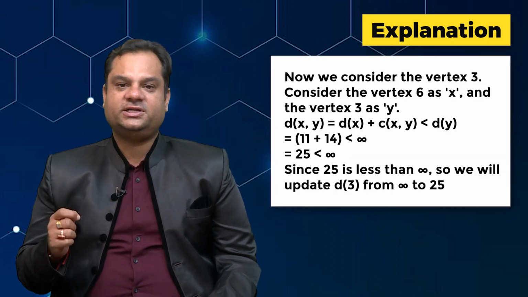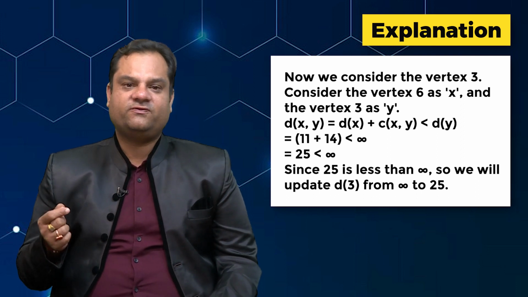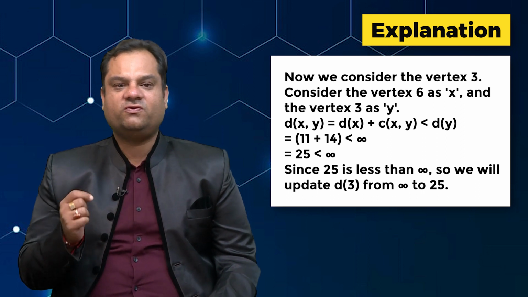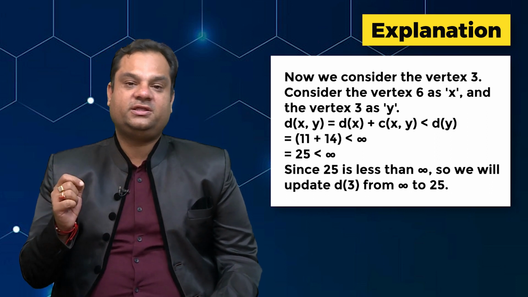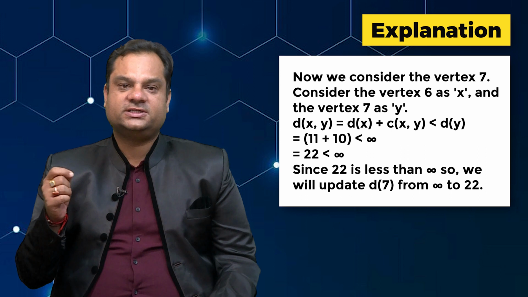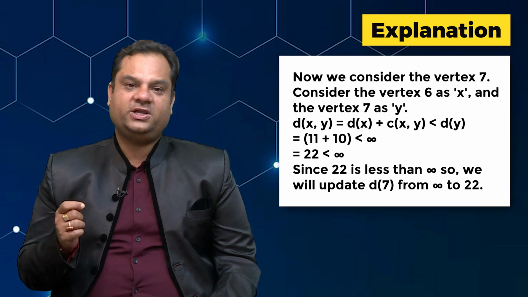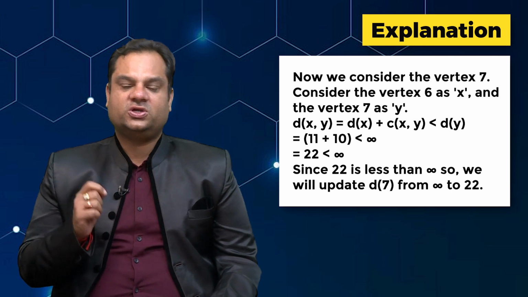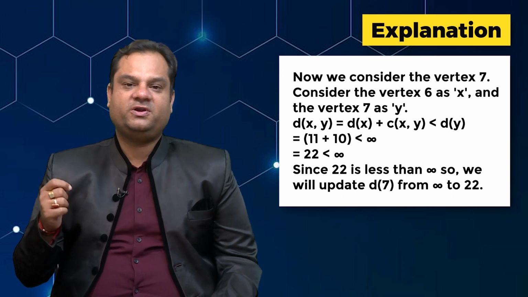Now we consider vertex 3, again with 6 as x and 3 as y. With the same formula, put d of x equals 11, c of xy equals 14, which is less than infinity. The new value is 25, which is less than infinity, so we will update d3 from infinity to 25. Next is vertex 7, with vertex 6 as x and vertex 7 as y. Again d of x is 11, c of xy is 10. The new value is 22, which is less than infinity, so we will update d7 from infinity to 22.